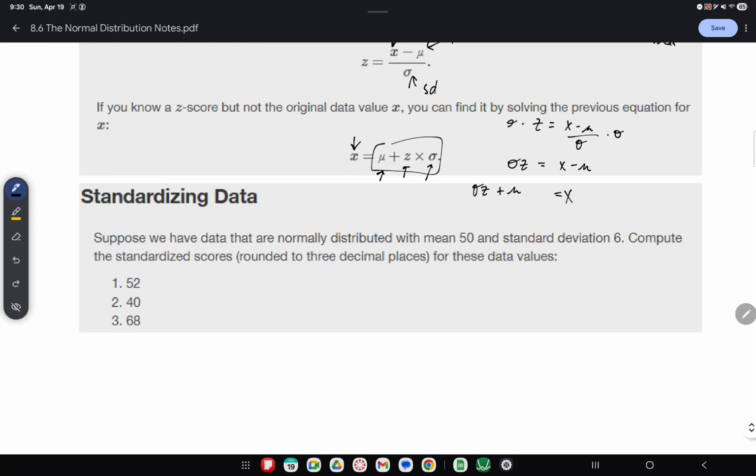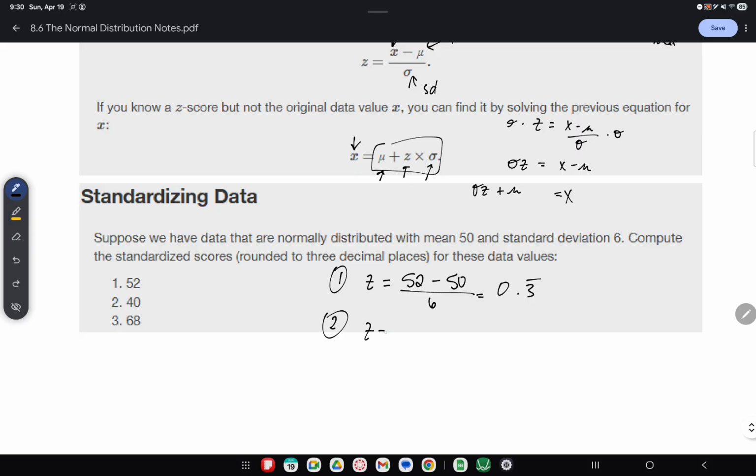So let's actually find some. Suppose we have data that's normally distributed with a mean of 50 and a standard deviation of 6. Compute the standardized score, rounded to 3 decimal places. The first one is 52: the z-score is the data value, 52, minus the mean, which is 50, all over the standard deviation, which is 6. I can type that in a calculator. 52 minus 50 is 2. 2 divided by 6 is 1/3, which is 0.333 repeating. So we are 0.333 above the mean.